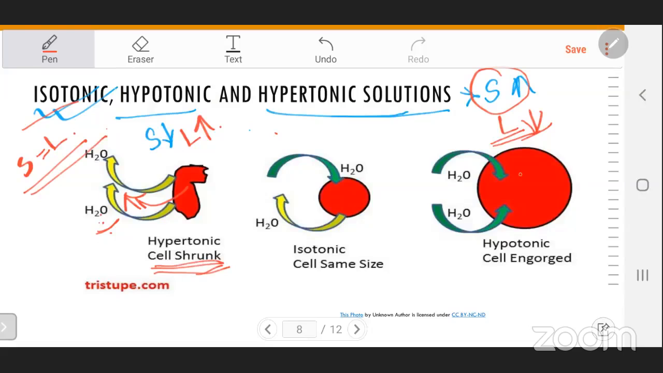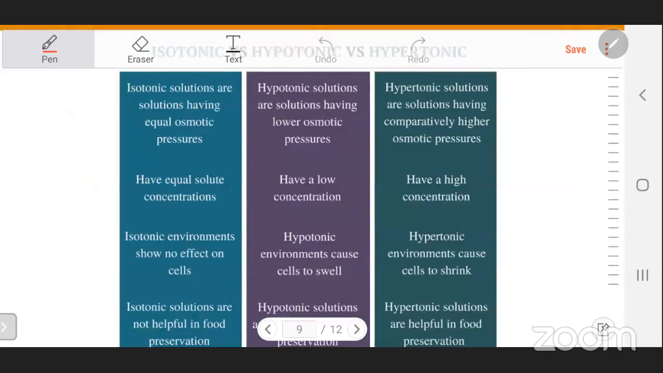Sorry, in hypotonic, the amount of... so the water from outside will move into the cell, and the cell will swell up. So in hypertonic solution, the cell will shrink, and in hypotonic solution, the cell will swell up. So these are the differences of isotonic, hypotonic, and hypertonic solution.